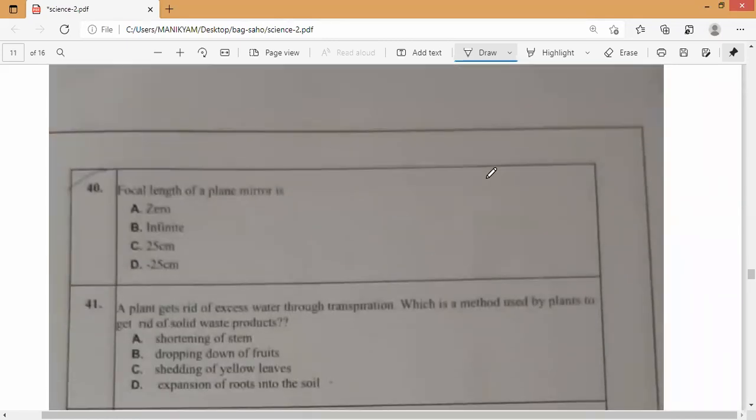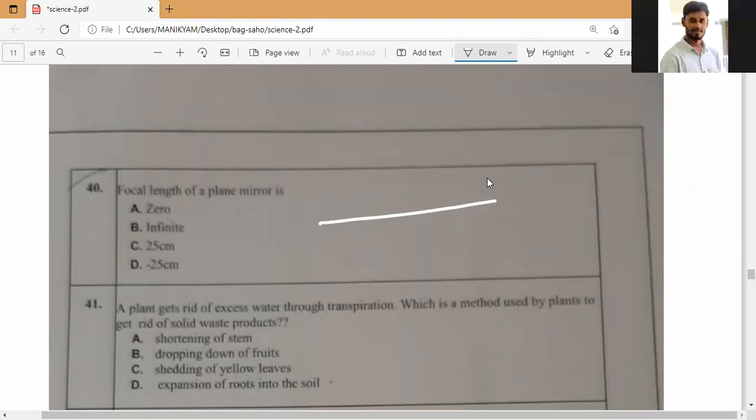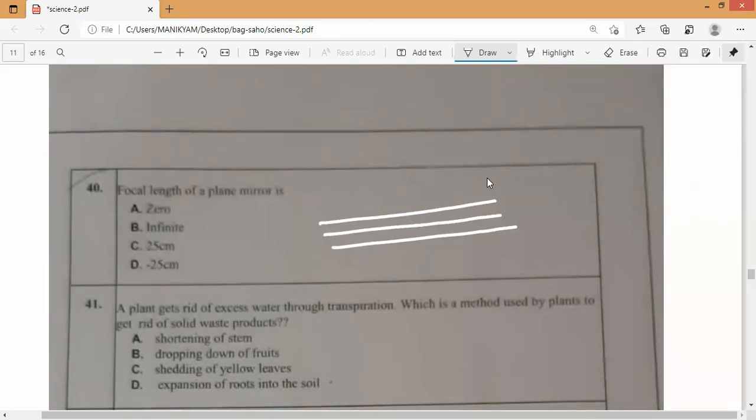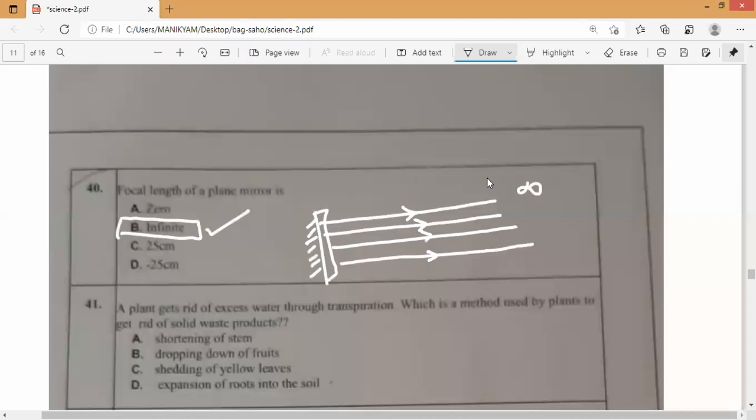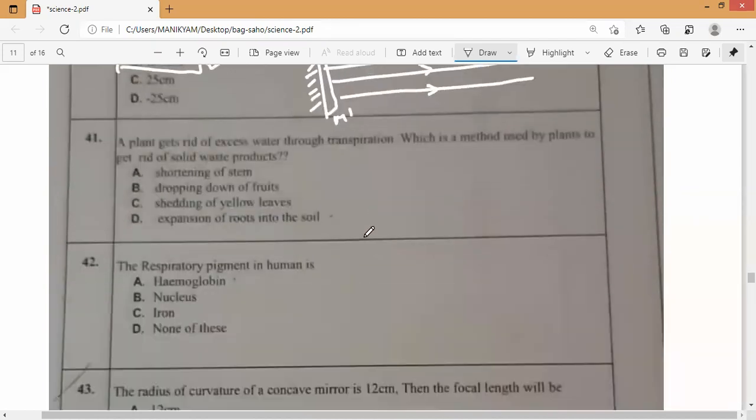Next, the focal length of a plane mirror is infinite, sir. Always the light rays are parallel to each other, so they will never converge at any point. This is called infinity. I have taught you this also. The same size image will always form. So the focal length will always be infinite because the rays never meet at any point.